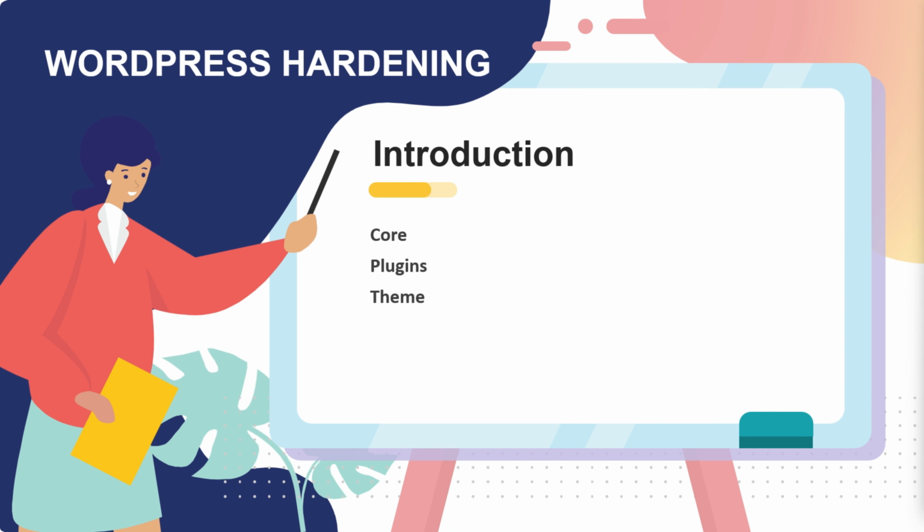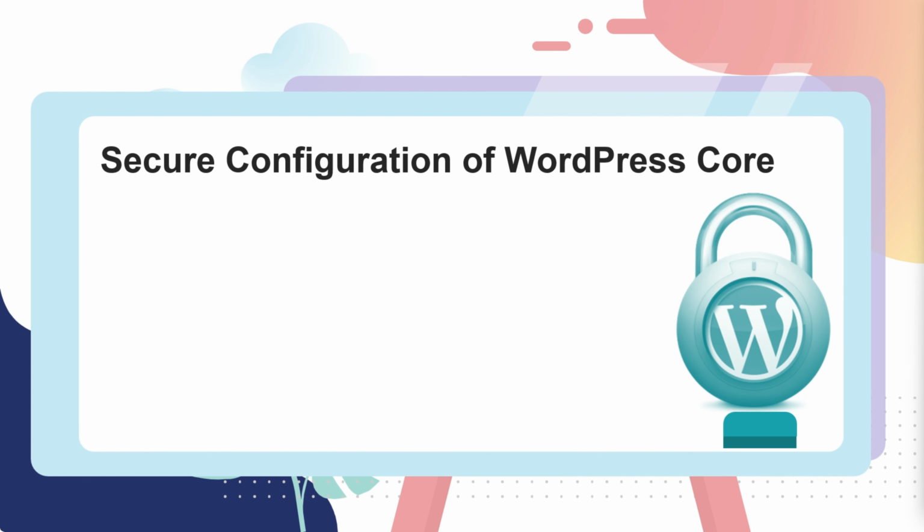First of all, secure configuration of WordPress core. Let's start with disabling directory browsing. We have to add a line in the .htaccess file, which is Options -Indexes.